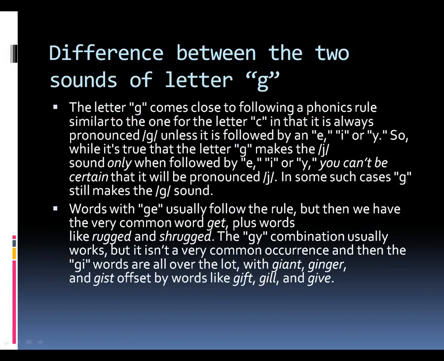Now the difference between the two sounds of the letter G. The same rule follows, a little bit like the case of C. The letter G comes close to following a phonic rule similar to the one for the letter C in that it is always pronounced G unless it is followed by an E, I, or Y. So the letter G makes the J sound only when followed by E, I, or Y.